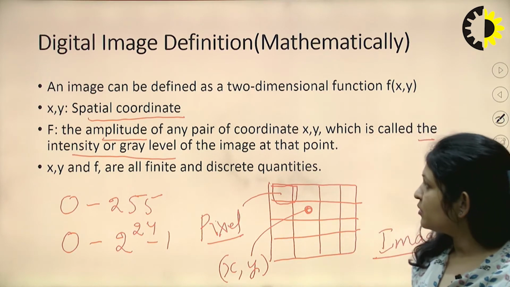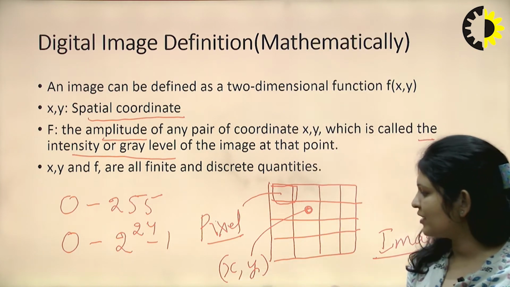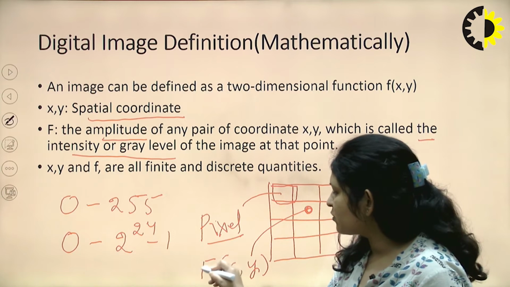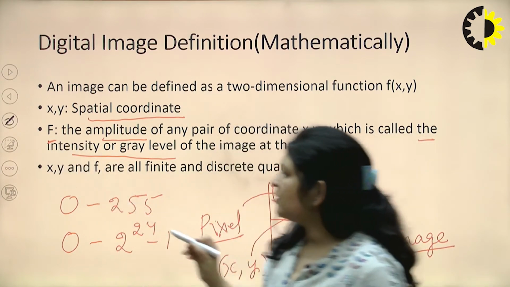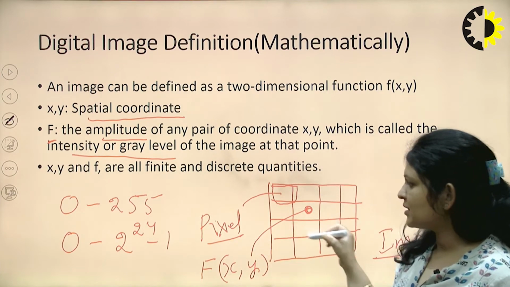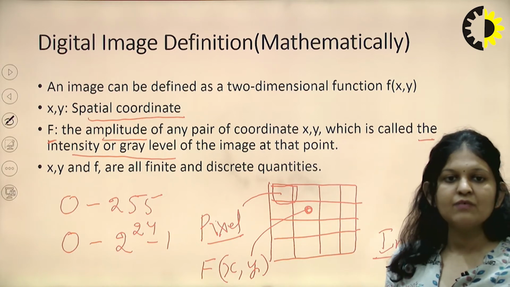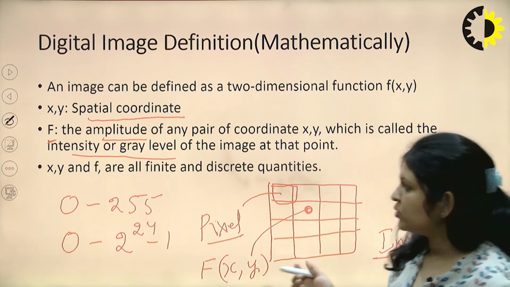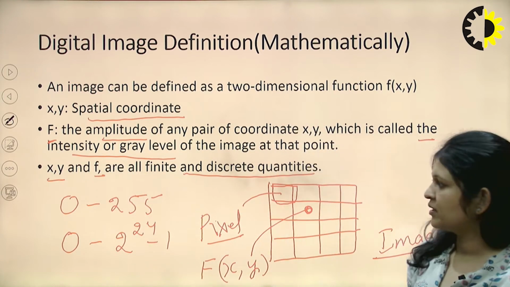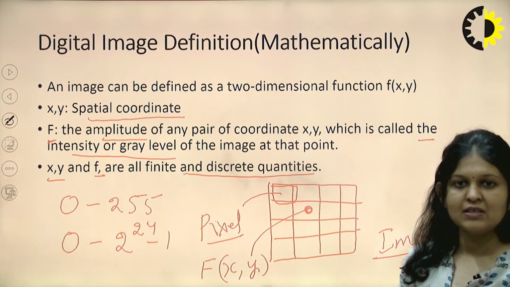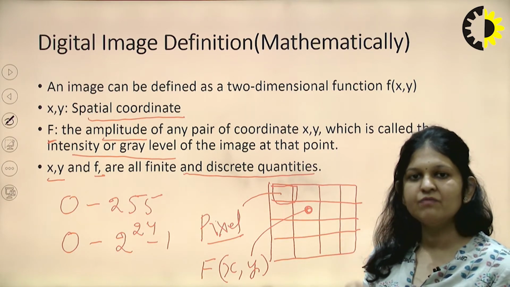So actually what we are storing at this particular address x comma y is f of x comma y, that is the color intensity value. Because all these pixels are discrete, or we can say they are finite values. So x, y and f take finite values. These are finite quantities. That is, an image can be represented by discrete plus finite values.